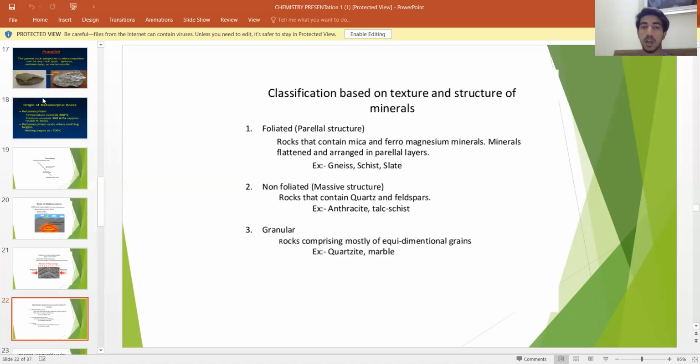Now I will discuss the classification of metamorphic rocks. Metamorphic rocks are broadly classified as foliated or non-foliated. Non-foliated metamorphic rocks do not have aligned mineral crystals. Non-foliated rocks form when pressure is uniform or near the surface where pressure is very low.